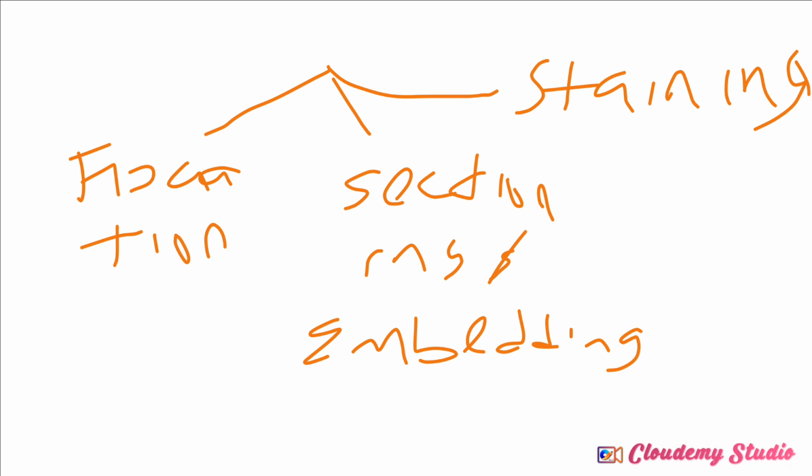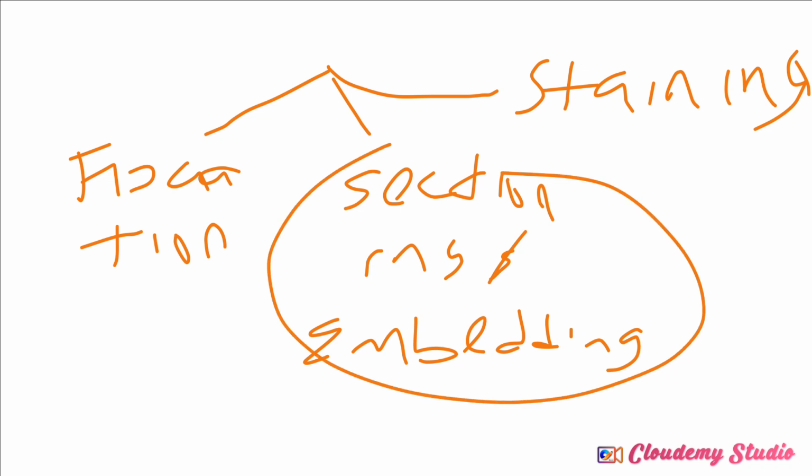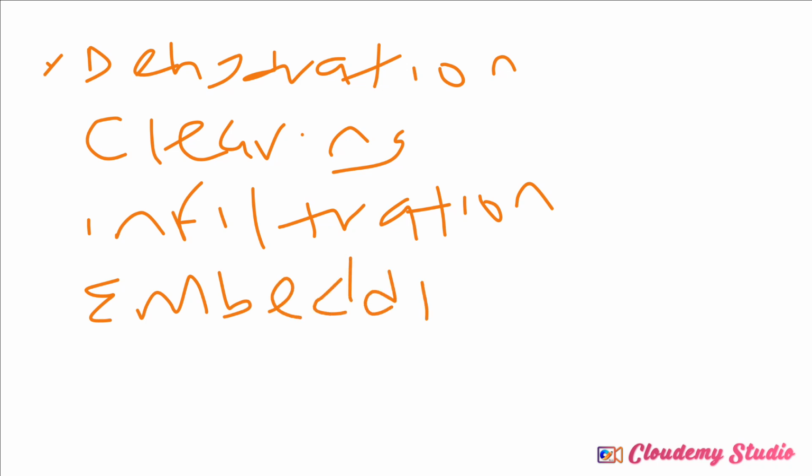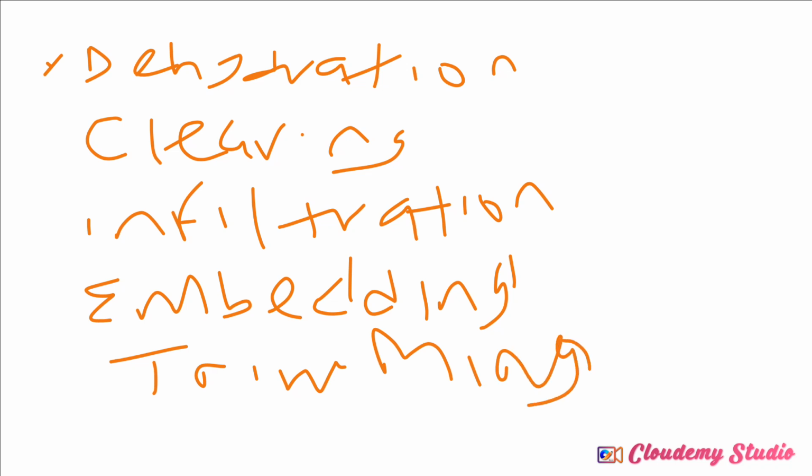Now under sectioning and embedding, we have some processes, and they are dehydration, which I'm going to explain in the next slide. The second one is clearing. The third one is infiltration. The next is embedding itself. The last one is trimming. So these are the processes that are under sectioning and embedding. Now, let us talk about each of them.